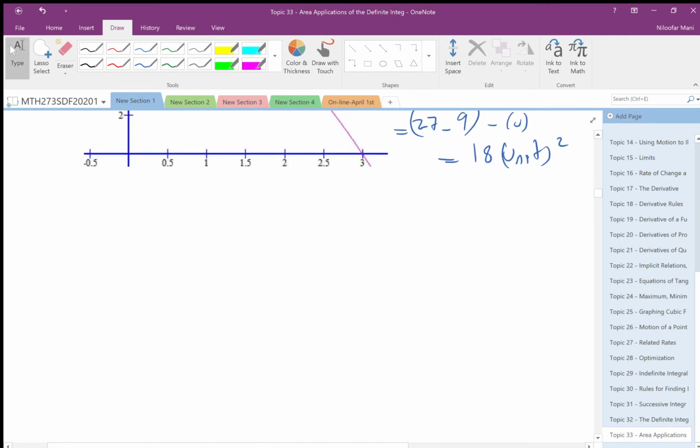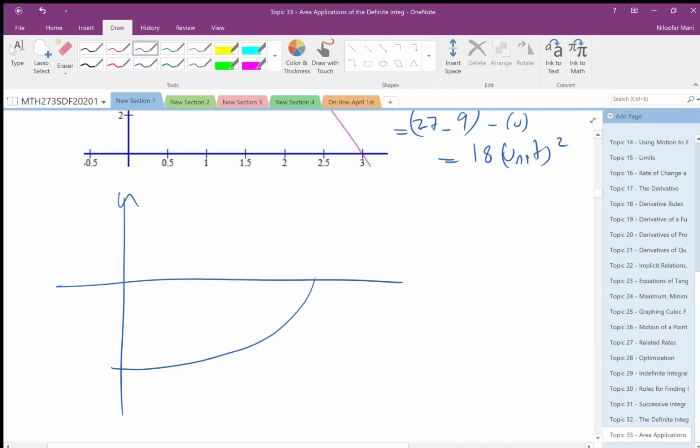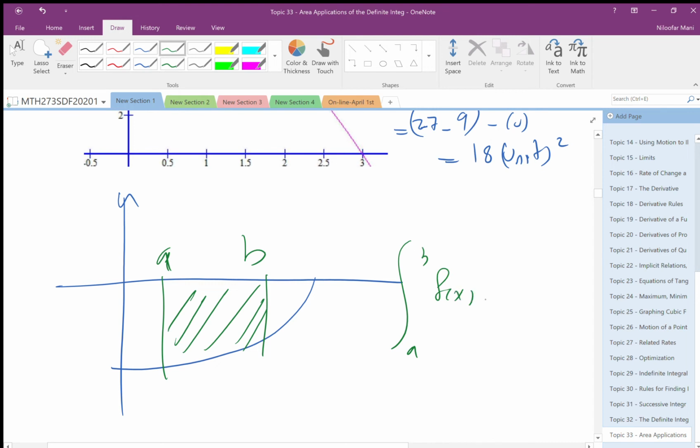What happens if I have a negative function? For example, instead of this on top, I have a function like this, and I say from here to here. What happens? I do the same thing from A to B, the integral of f(x) dx, the same thing. But my answer will be negative because my function is negative. It's under the x-axis. The y's are negative.